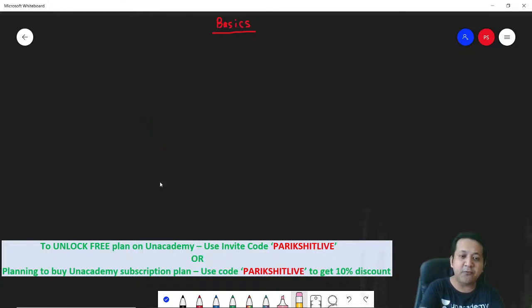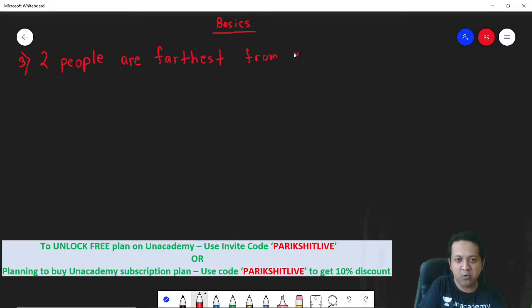Third, some common frequently used terms in circular arrangements. Third term is two people are farthest from each other. This should not get you thinking in a question. What does this mean? Think about it logically. Two people are farthest from each other.